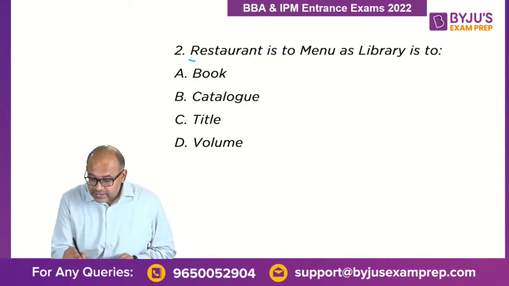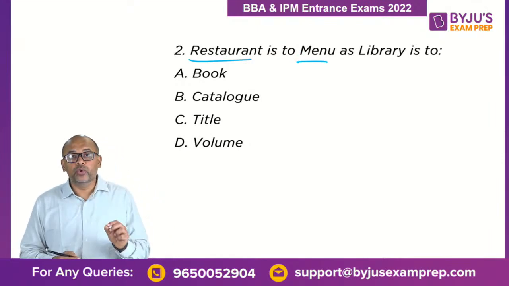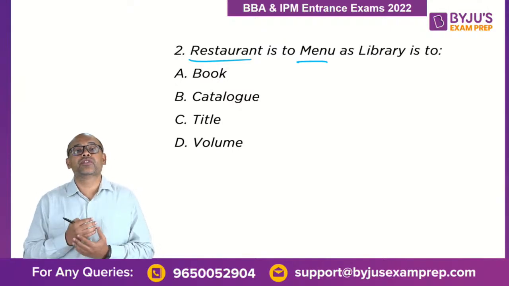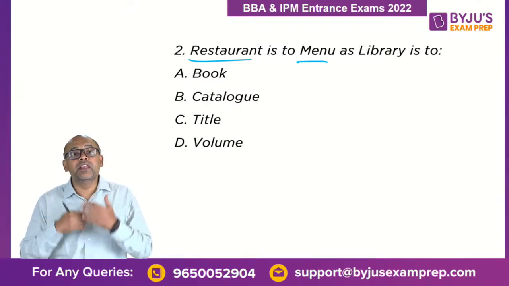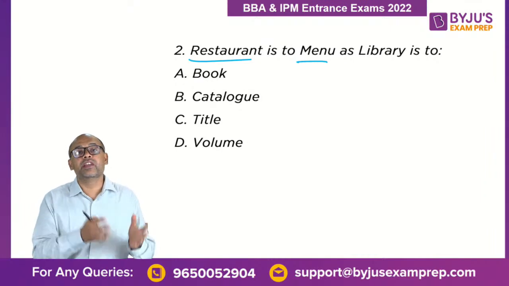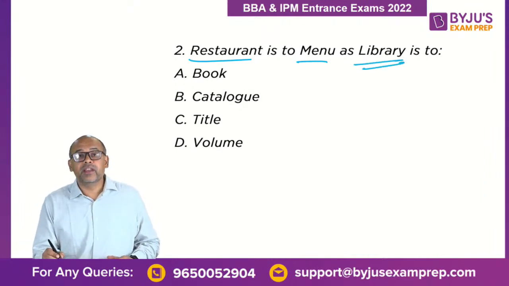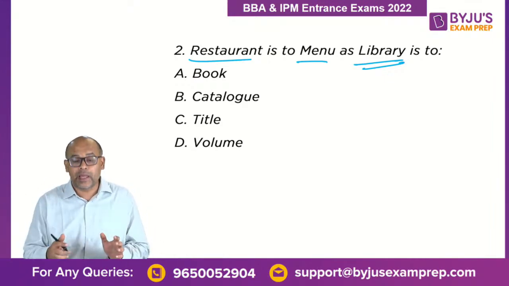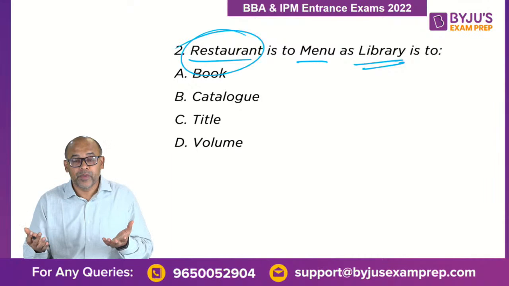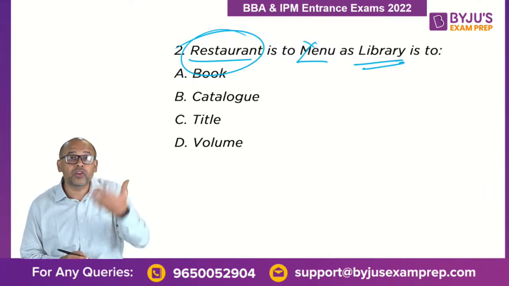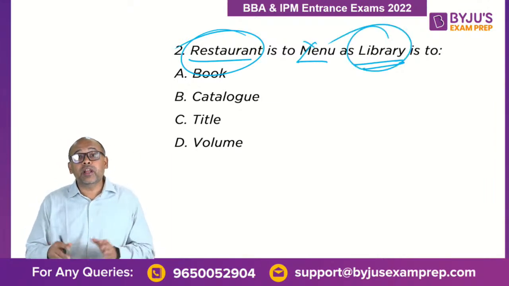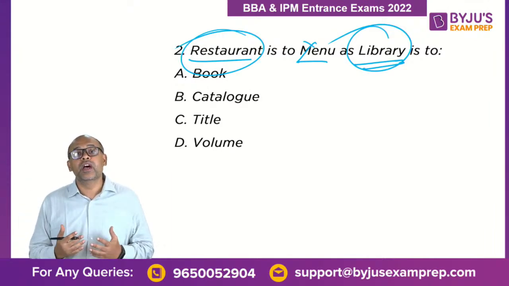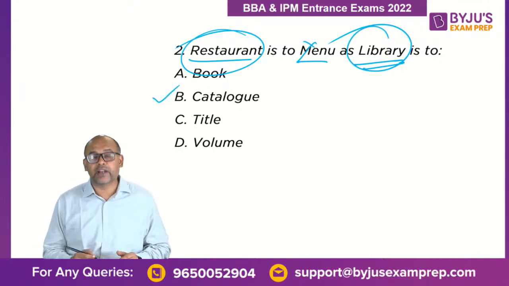So once again, understand what is the relation. Menu is a list of items in a restaurant. Library has books, but that is not your answer. You're not looking at what is there in the library. See, what is there in a restaurant? Food. But this is not food. Menu is a list of food items. Similarly, what is there in a library? Books. But we don't want books, we want the list of books. And the list of books is called a catalog.